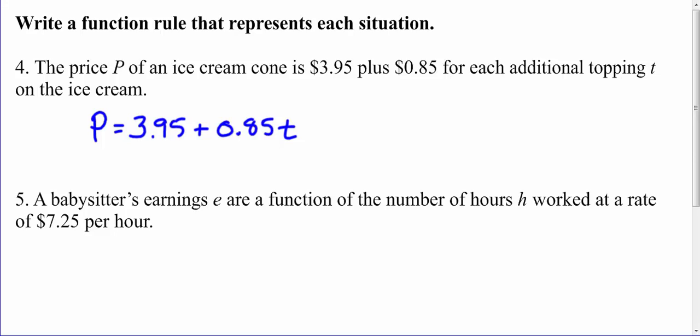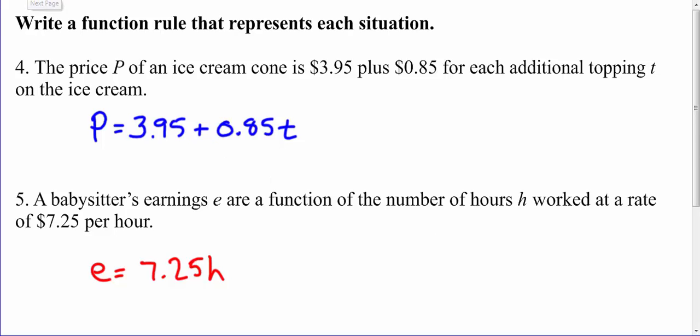Alright, let's take a look at number 5. A babysitter's earnings, E, are a function of the number of hours. So we're saying E depends on the number of hours H worked at a rate of 7.25 per hour. So I would just write it like this, 7.25 times the number of hours. Pretty simple. There's nothing to add or subtract. We're not getting $10 just for being cool, then 7.25 an hour. Some of you might, I don't know, not me. But anyway, so that is number 5.